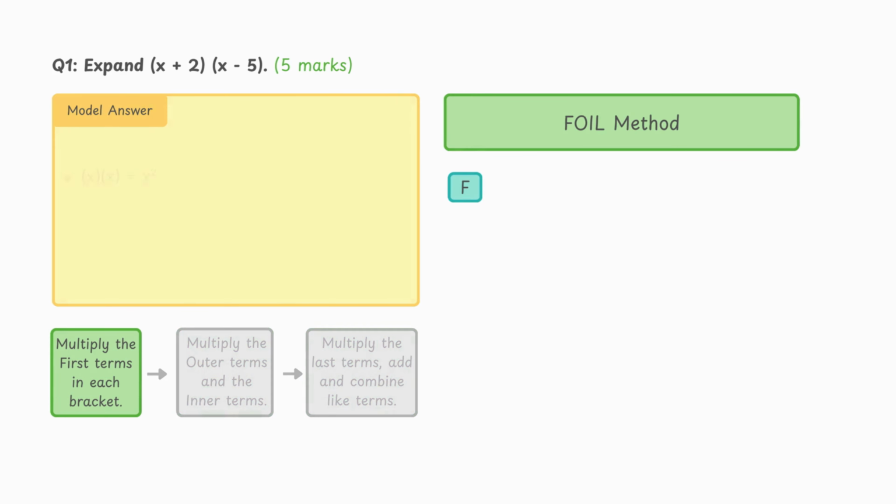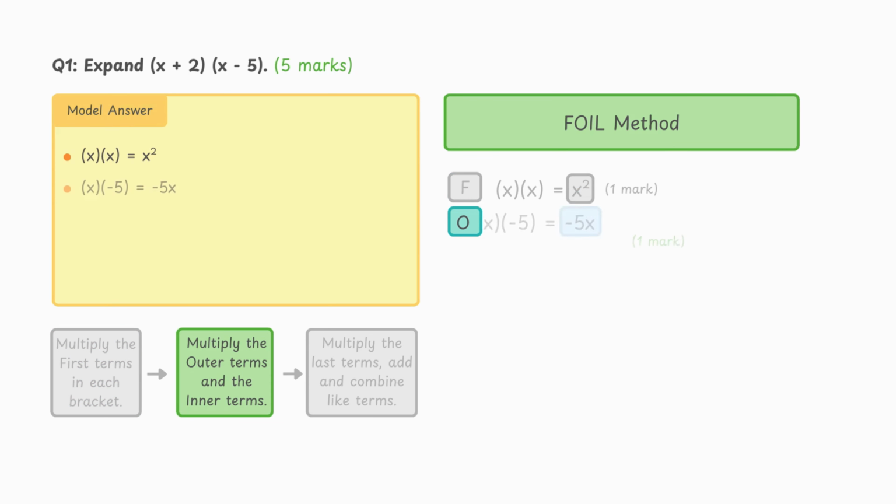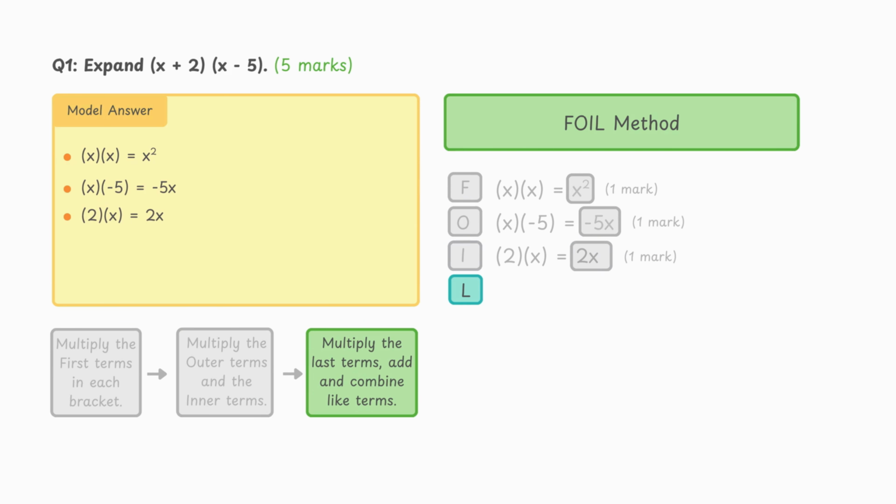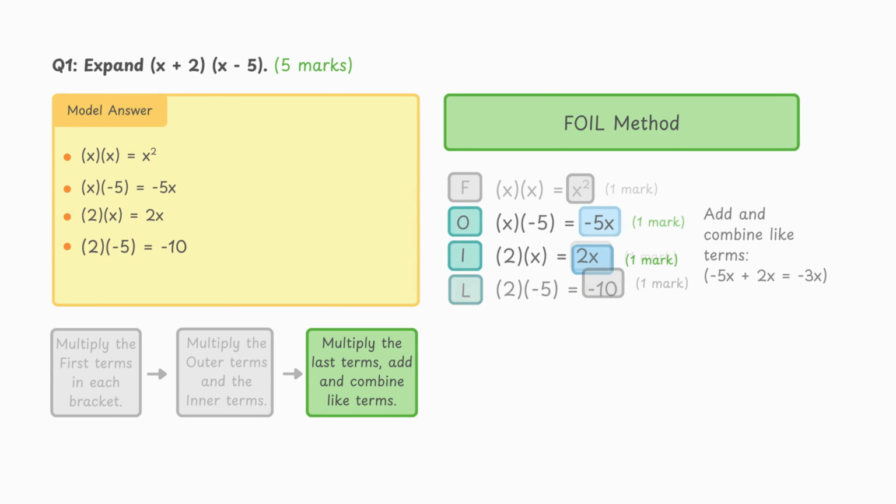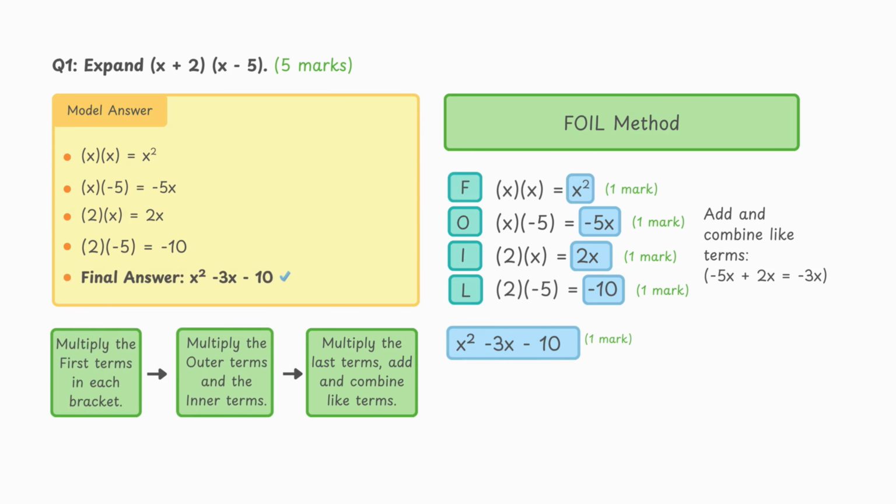First, the first terms. x times x equals x squared. Next, the outer terms. x times negative 5 equals negative 5x. Now the inner terms. 2 times x equals 2x. Next, the last terms. 2 times negative 5 equals negative 10. Now we add and combine like terms. Negative 5x plus 2x equals negative 3x. So the final answer is x squared minus 3x minus 10.